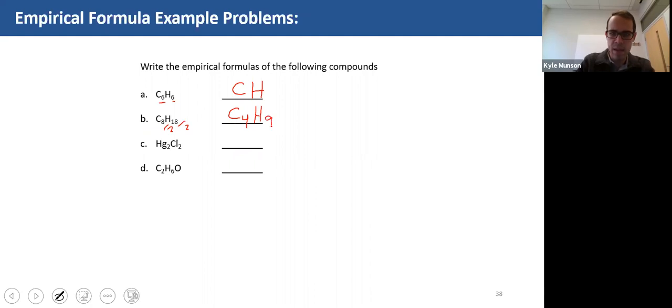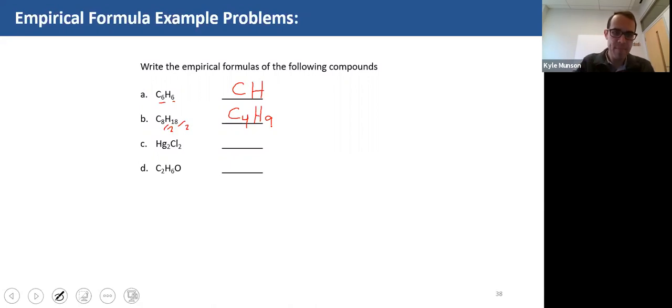And I can't divide this number up any further, because then I would not get a whole number. If I divide it by 2, I would get C2H4.5. That would not be a whole number, so I couldn't divide it by 2. Likewise, I couldn't divide it by 3 or by 4. So that's the simplest whole number ratio we can get here.